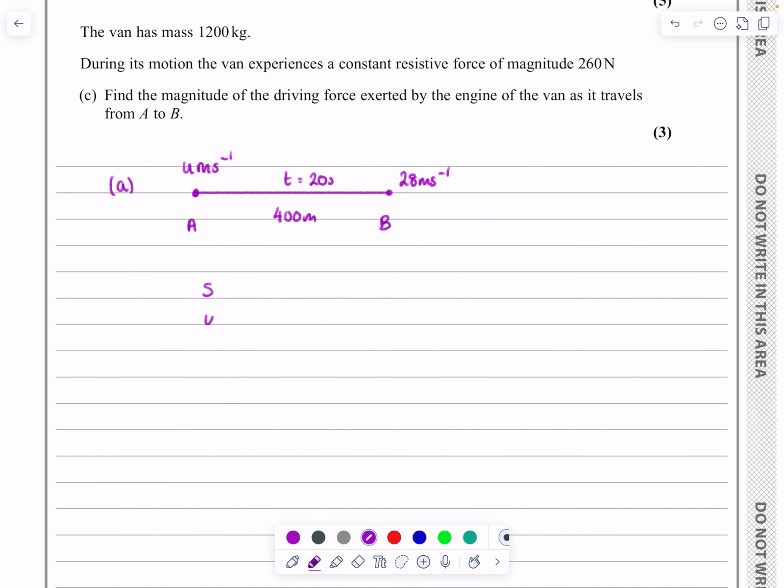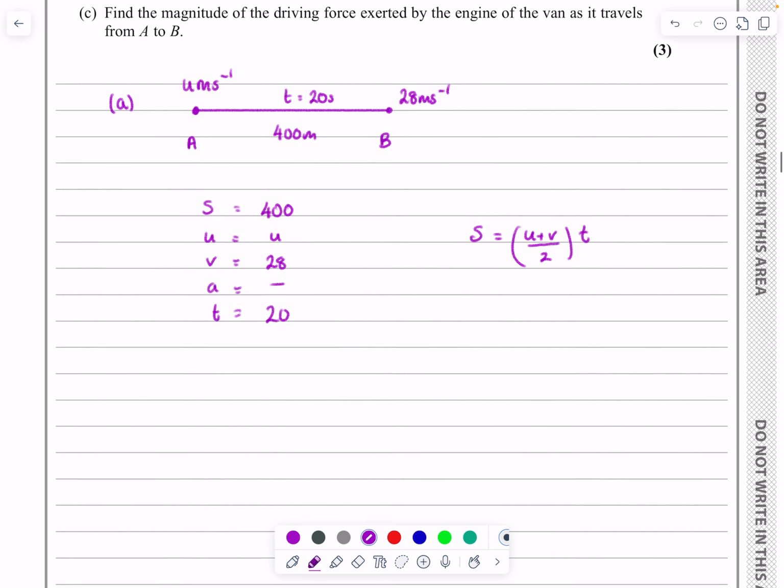So I'll put my SUVAT down. We know that S is equal to 400. U is what I'm looking for. V is 28. Acceleration is not involved at this stage. T is equal to 20. So which of my SUVAT equations connects S, U, V, and T? Well, that one is S equals (U plus V) over 2 multiplied by T. So it's about substituting in now.